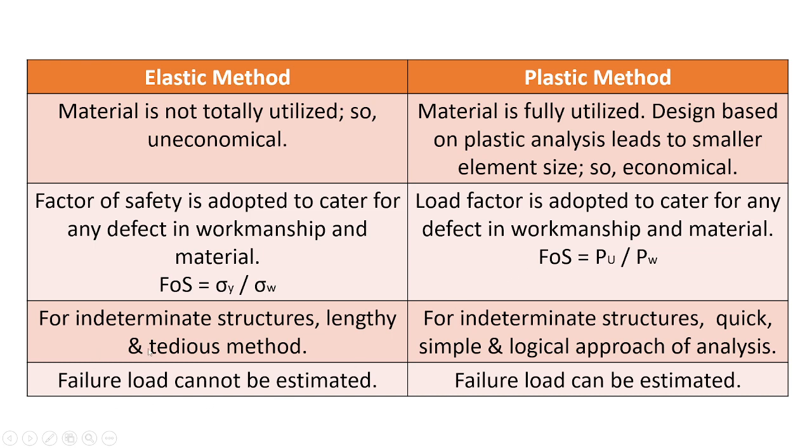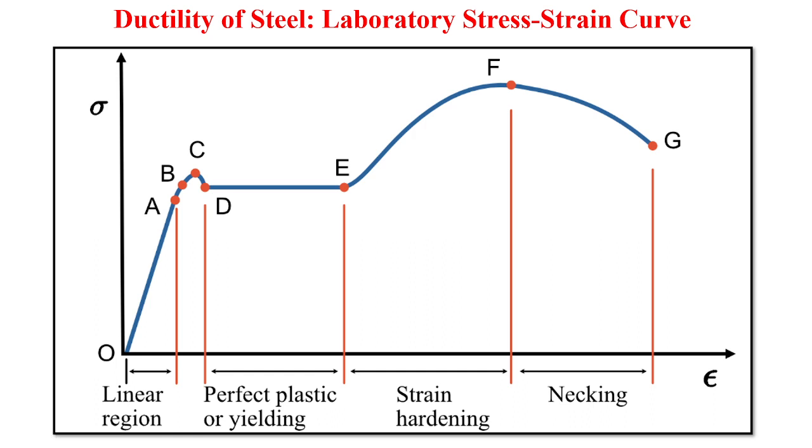For indeterminate structures, elastic method is lengthy and complicated, whereas for indeterminate structures, plastic method is quick, simple, and has a logical approach. Again, in elastic method, failure load cannot be estimated, whereas in plastic method, failure load can be estimated. Now let us see the ductility of steel.